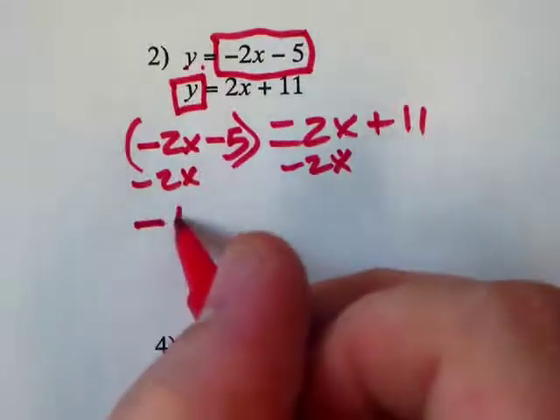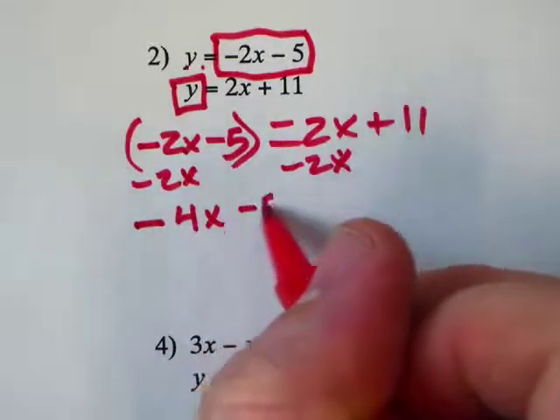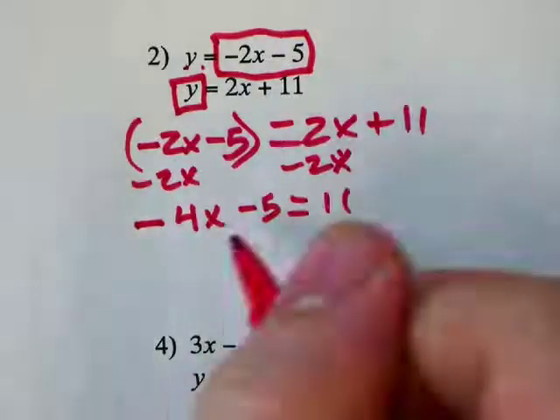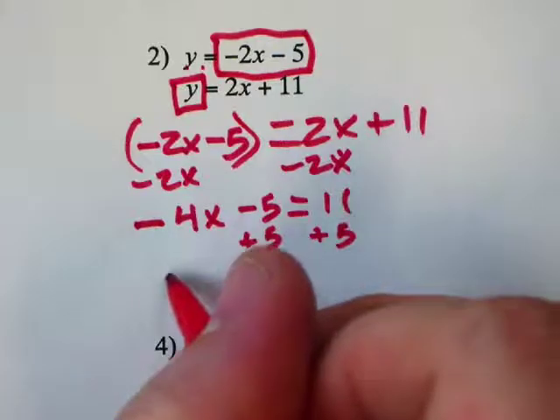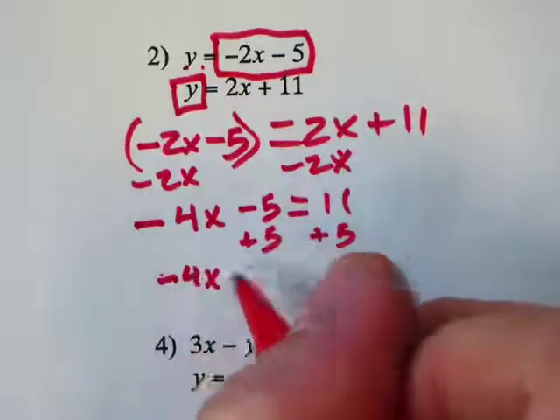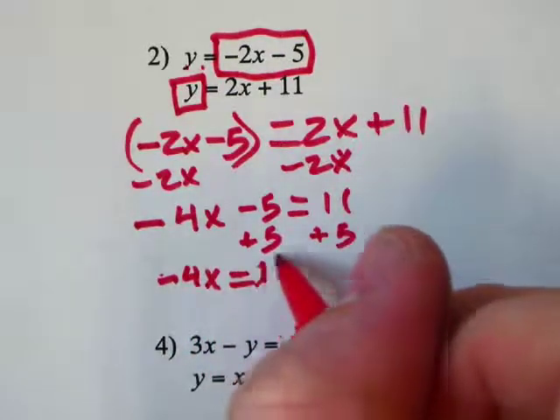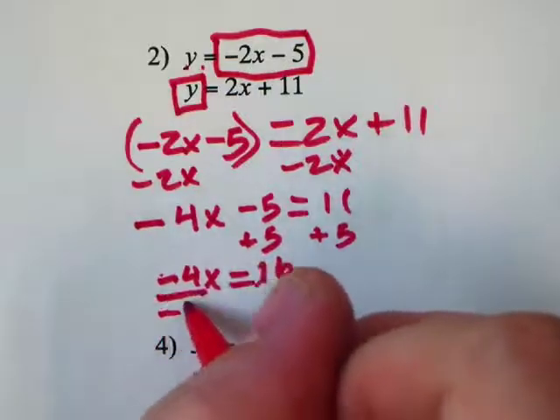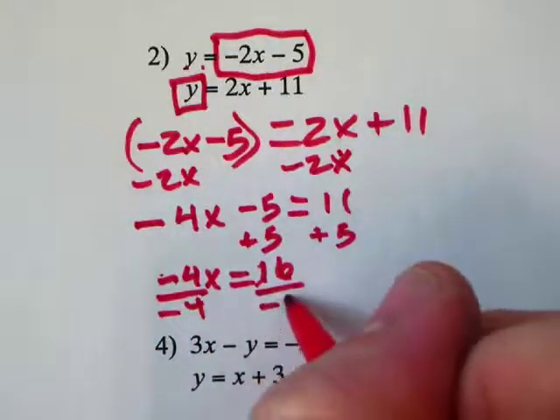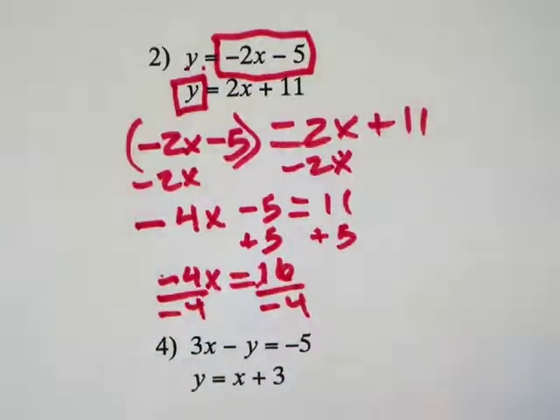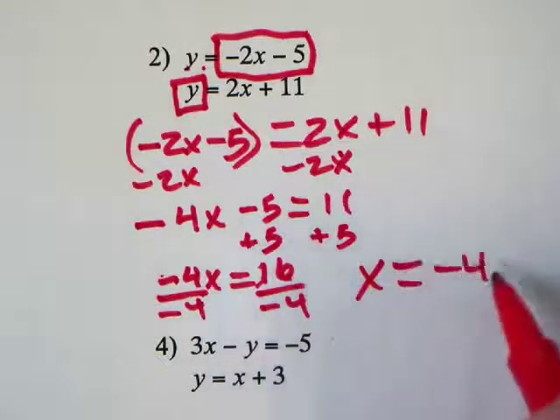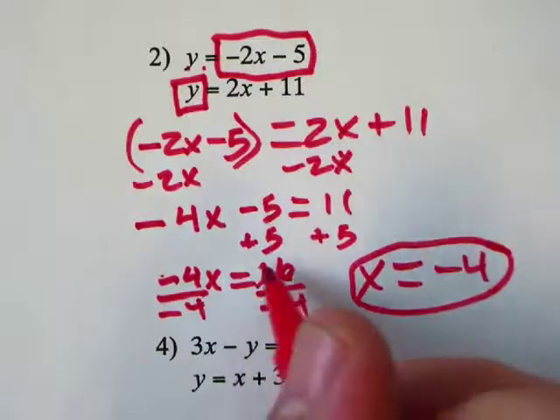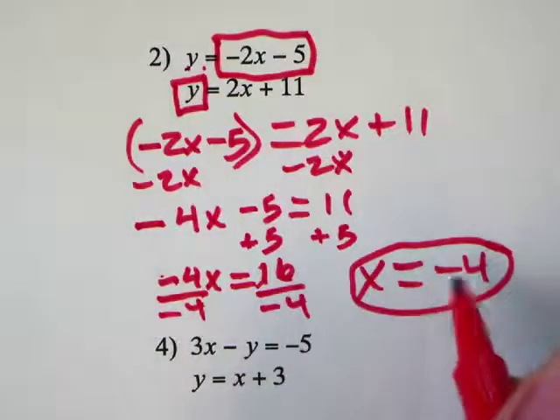We're left with negative 4x minus 5 equals 11. Now I'm going to add 5 and add 5. I have negative 4x equals 16. Divide by negative 4. Divide by negative 4. And I am left with x equals negative 4, because 16 divided by negative 4 is negative 4.